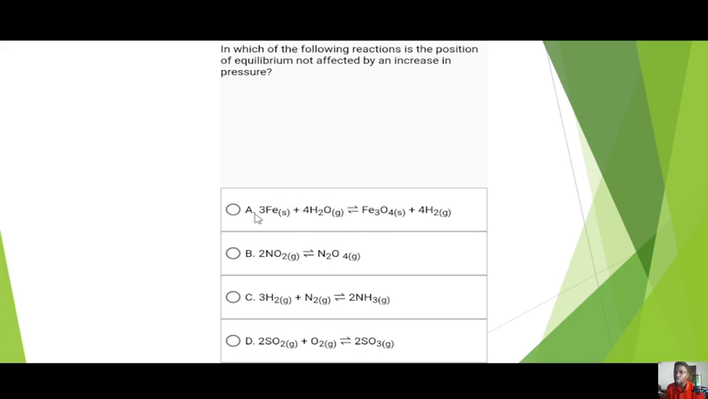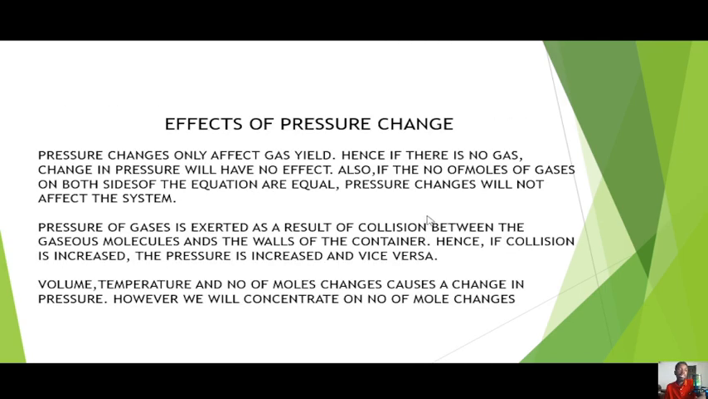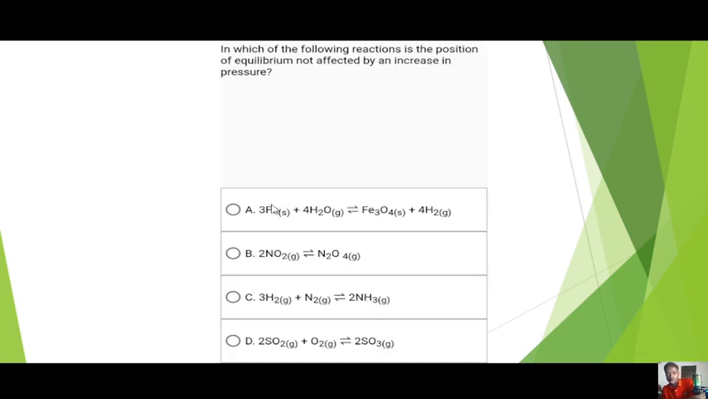Why? Once the number of moles of gases on the reactant side is equal to the number of moles of gases on the product side, pressure does not affect the system. Let's go back to that particular slide to confirm that. So you notice this here. If the number of moles of gases on both sides of the equation are equal, the pressure changes will not affect the system. So that's basically it, we don't need to go further. You would see that in every other one there are different numbers of moles of gases.